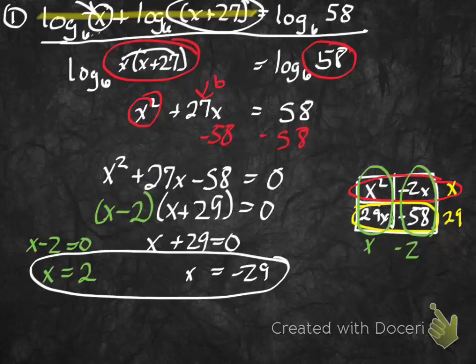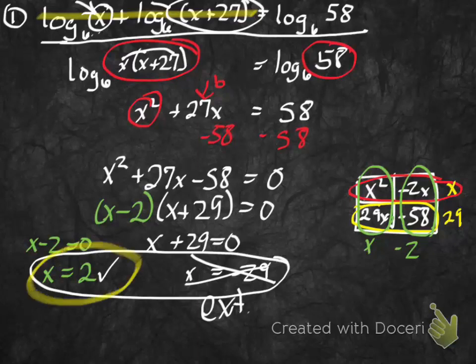Will that become negative? If I plug in a 2 here, will I get a negative? Okay, so 2 is going to work for both. How about negative 29? If I plug in a negative 29 where that x is, will I end up with a negative in my logarithm? Yeah. So that means that one's not a possible solution. It is extraneous. So the only solution we end up with is just this one, even though 2 answers come out of it.